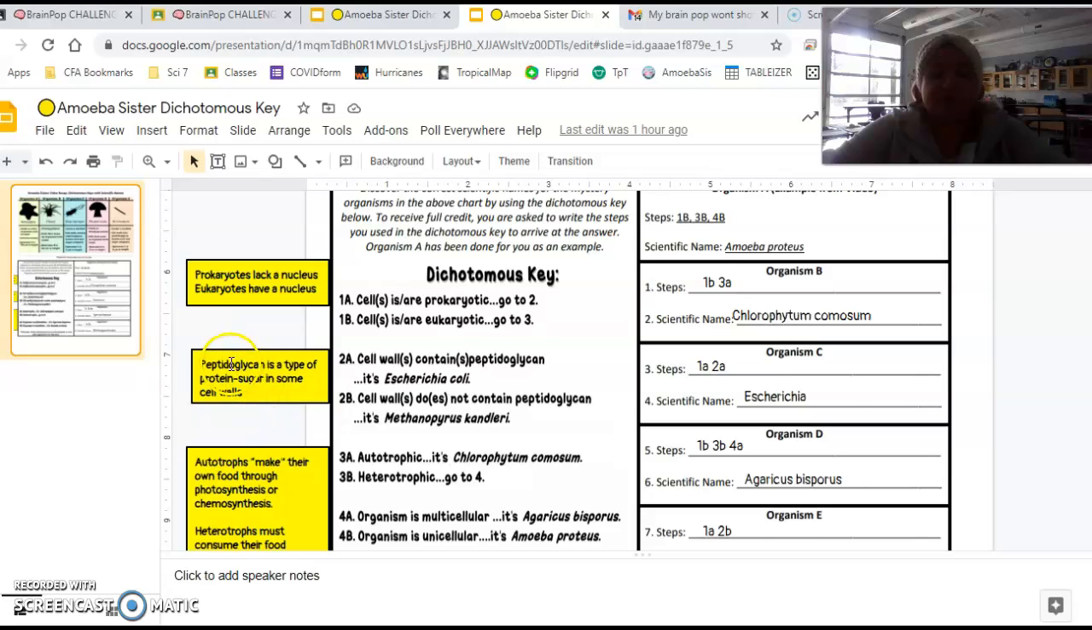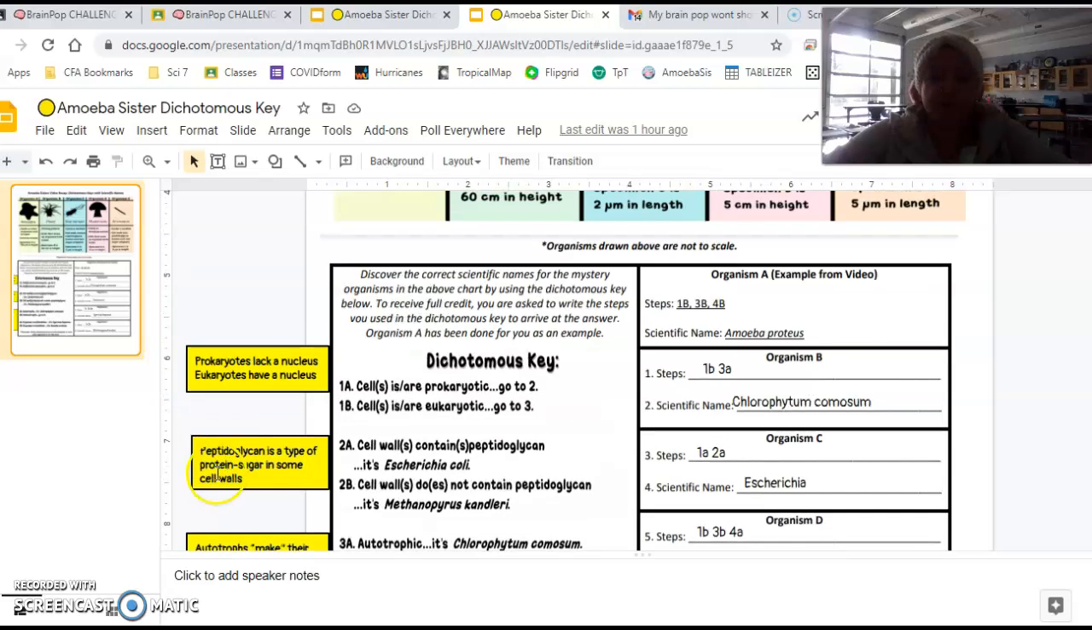You're also going to come across this word peptidoglycan, and it's just a fancy type of protein sugar molecule. And it is part of some cell walls in some bacteria. It doesn't matter if you can pronounce it or not, as long as you just know that it's part of a cell wall. And then the next two words are autotroph and heterotroph.